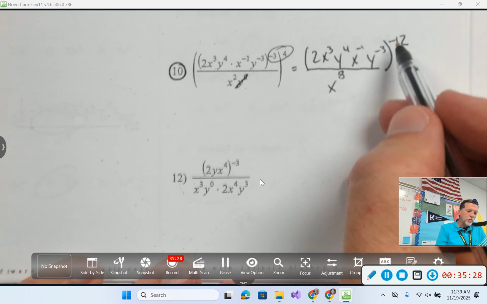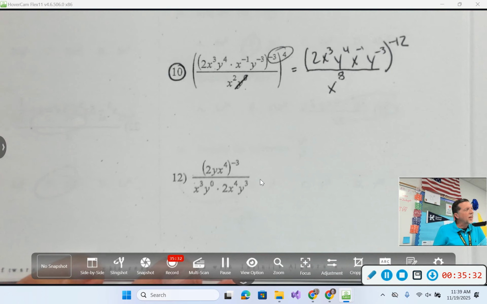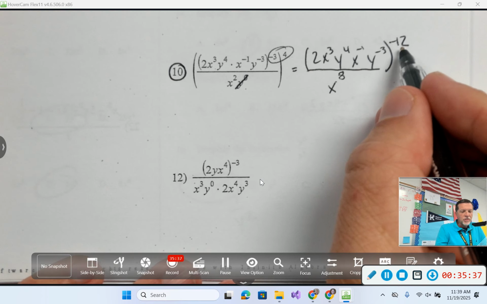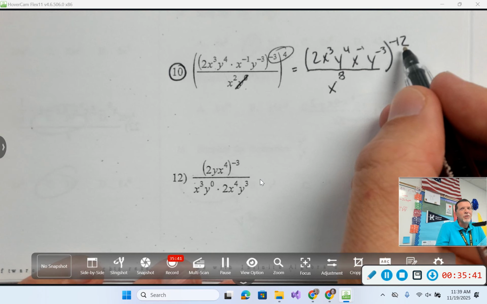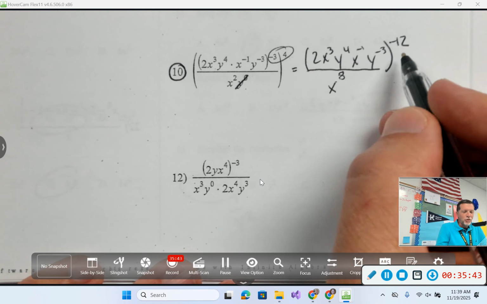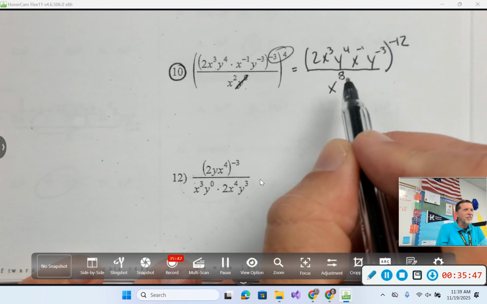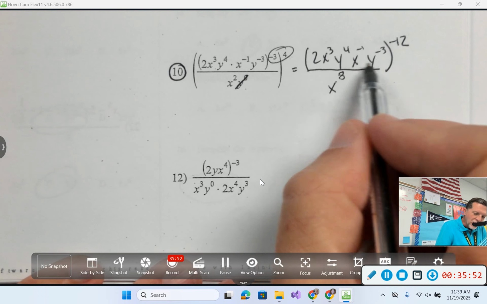Option A is to distribute the negative 12. Option B is to clean up the inside. So who wants option A, who wants to distribute the negative 12? Loud and proud. It's not wrong, it's just which do you prefer. So the two gentlemen in the back would like to distribute the negative 12. Who wants to clean up the inside first? Oh, you're outvoted, gentlemen. Okay, so cleaning up the inside.